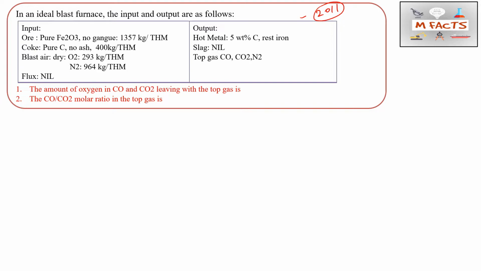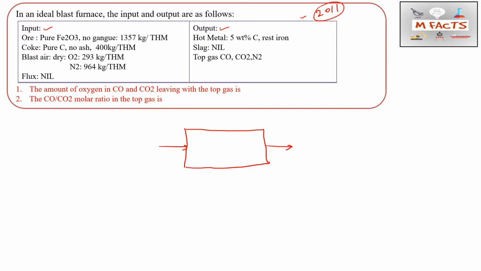Okay, so first of all we will read this question and see how to approach this type of question when they ask it in an examination. So, in an ideal blast furnace, the input and output are as follows. I have written it this way so that you can understand easily. This is the input side. Whenever you are doing mass balance questions, please try to make a flow sheet or process flow. That will make it easier for you to get the answer, and sometimes you can do the calculations in an easy way.